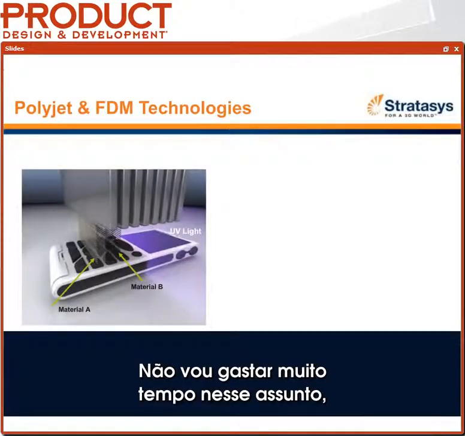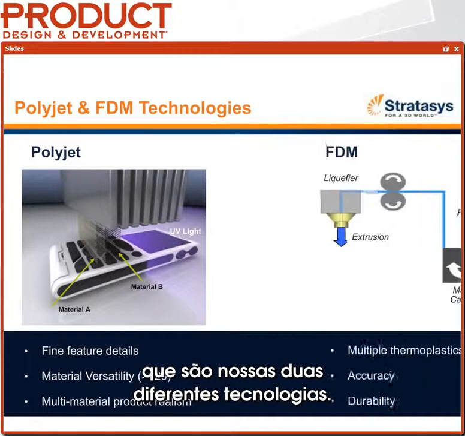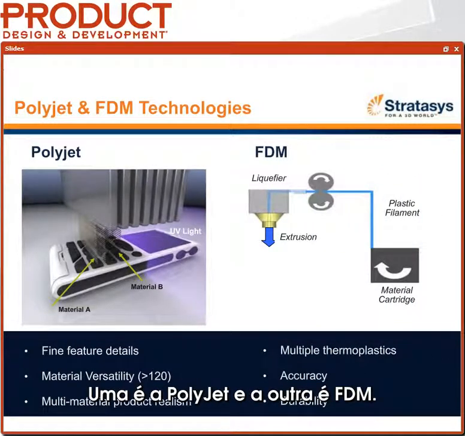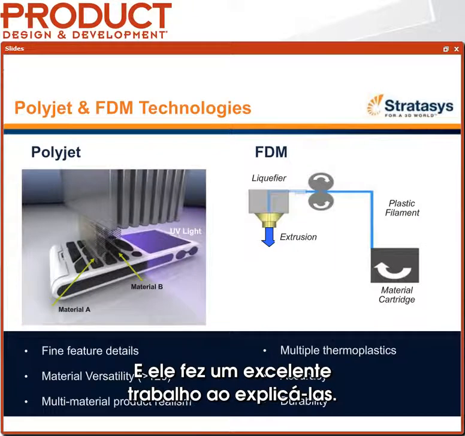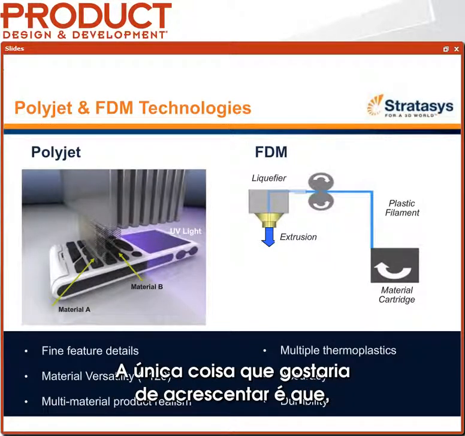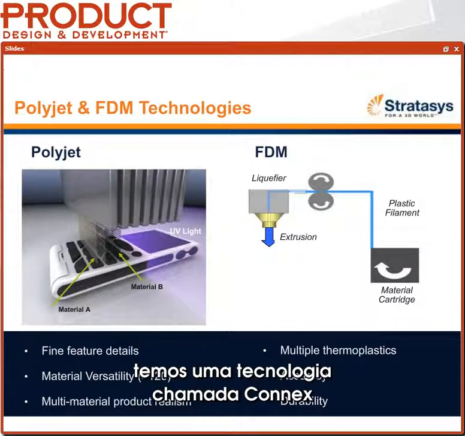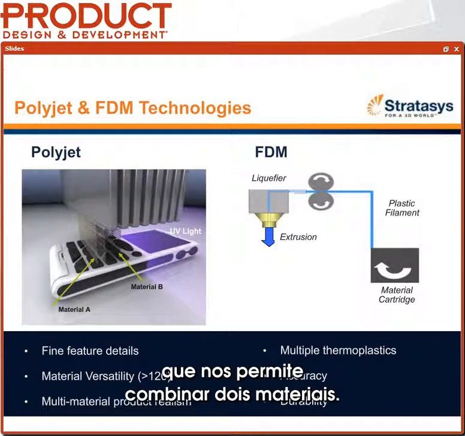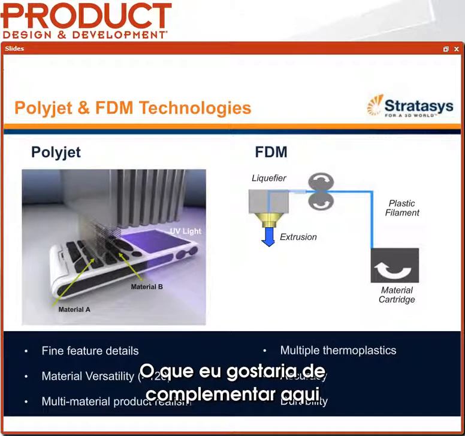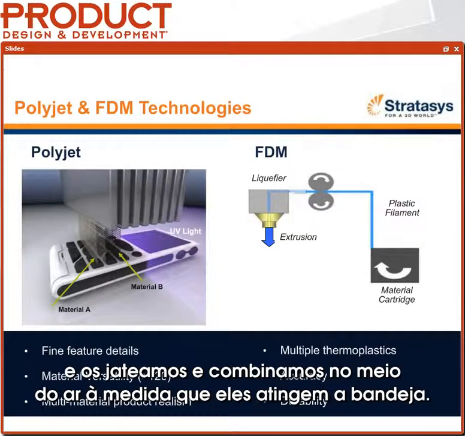And I won't spend a lot of time on this. Chris referenced this earlier, which is the 2 different technologies that we have. One is PolyJet and one is FDM, and he did a great job of explaining it, so I won't take a lot of time or any time with this. The only thing that I will stress is, as Chris referenced, on the PolyJet side, we have a technology called Connex that allows us to blend 2 materials. And the only thing I'll say about that, over and above what Chris had mentioned, is it's not taking 2 materials and jetting them and they blend in midair as they hit the tray.